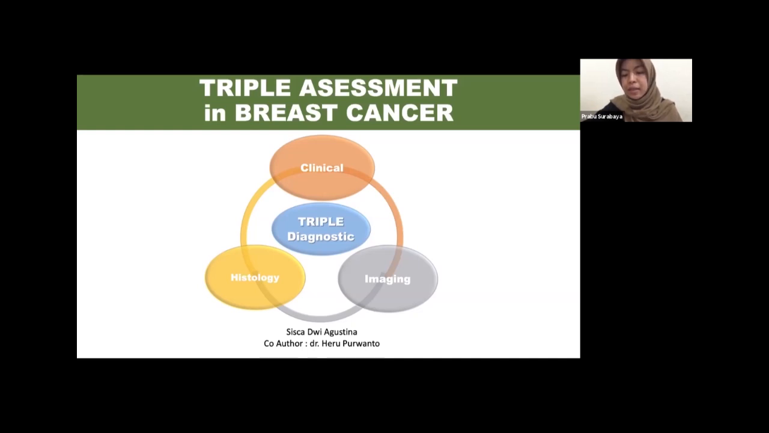The triple test, which was initially described in 1975, is the evaluation of palpable breast masses by physical examination, imaging, and histology. It is said that the triple test is accurate and can replace open surgical biopsy for diagnosis when all three components are concordant.